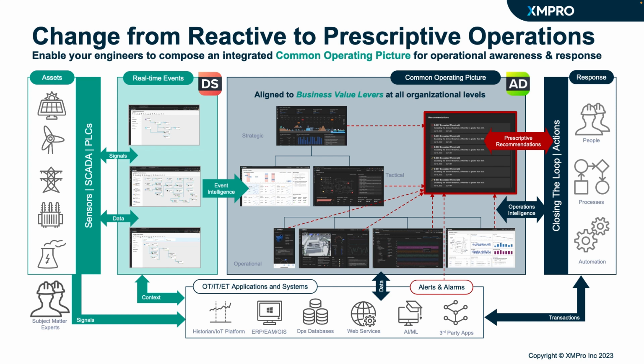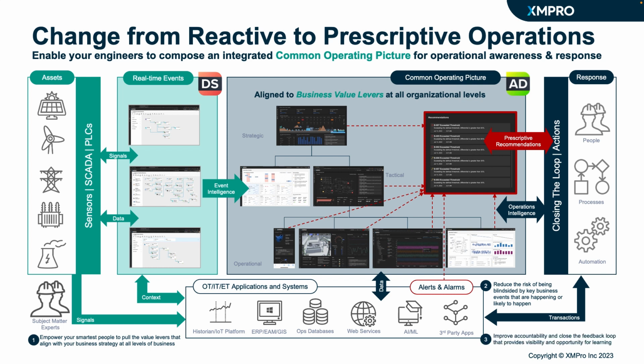For us, that's the holy grail of a common operating picture, is not just seeing the picture, but to know what to do and have prescriptive recommendations, which allows your smartest people to pull those ROI levers, so they know how to now manipulate those levers, which will reduce the risk of you being blindsided by key events that are likely to happen or happening. And it also improves the accountability and closes the feedback loop that provides visibility and opportunity for learning.